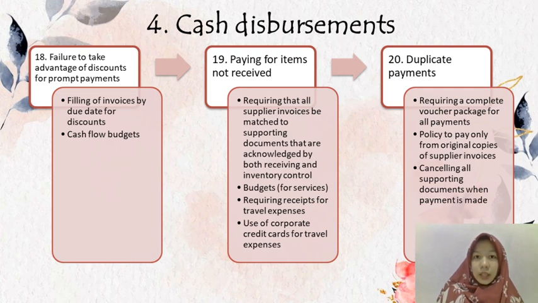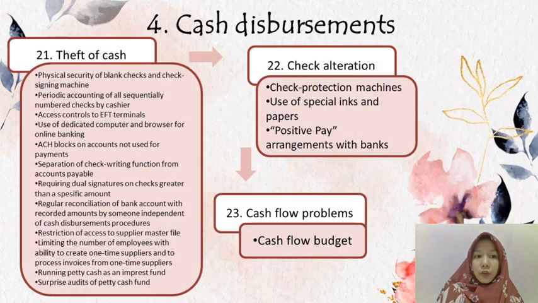Solutions are requiring that all suppliers' invoices be matched to supporting documents that are acknowledged by both receiving and inventory control, budgets, requiring receipts for travel expenses, and use of corporate credit cards for travel expenses. Next is duplicate payments. The solutions are requiring a complete voucher package, a policy to pay only from original copies, and canceling all supporting documents when payment is made.